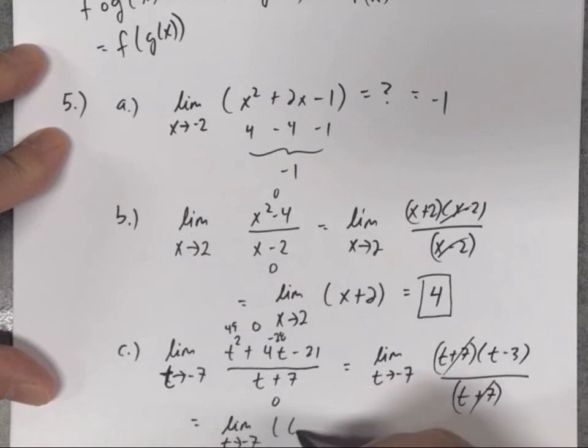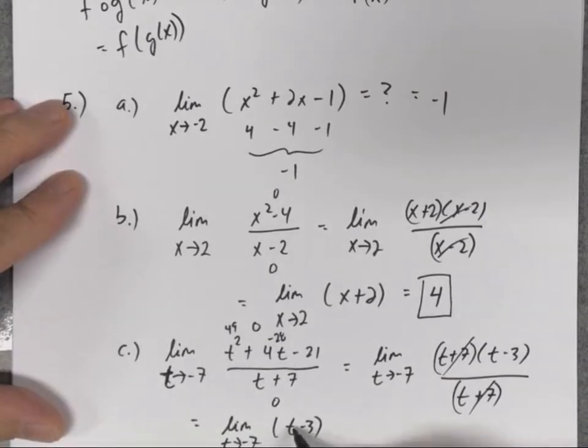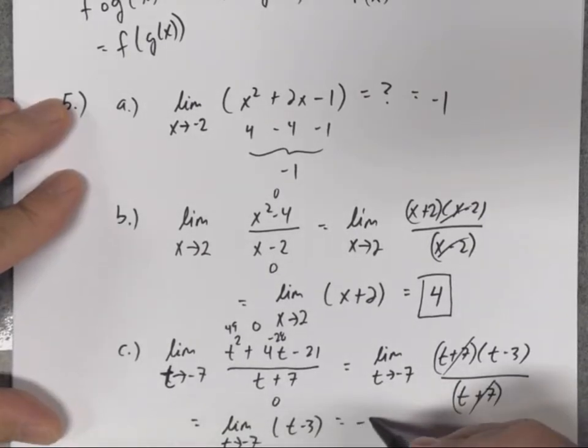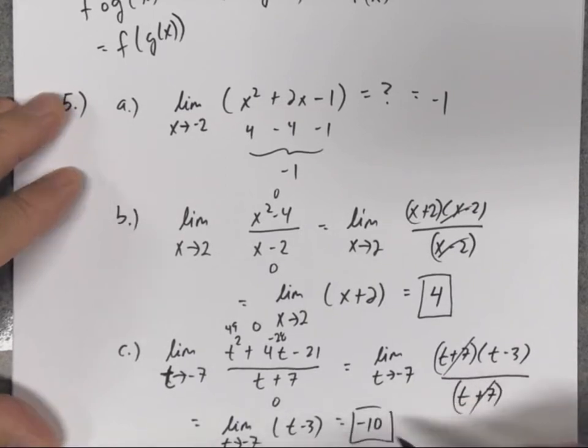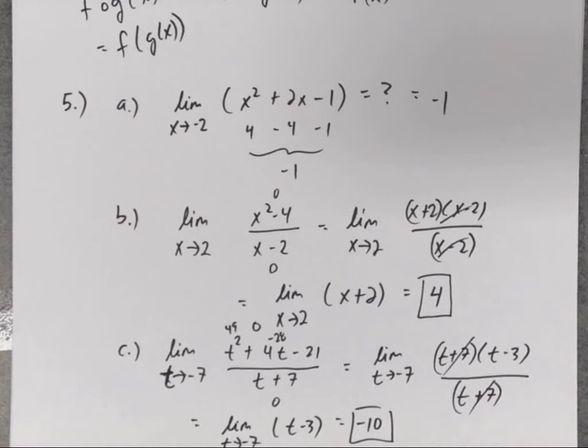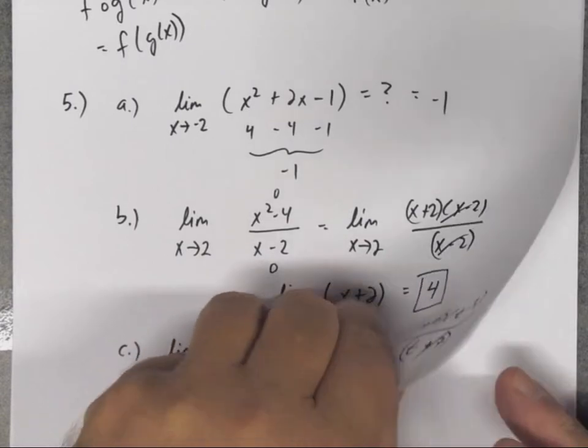And by the time I'm done with that, I just have the limit as t approaches negative 7 of t minus 3. If I plug the negative 7 in here, it looks like the limit is negative 10. All right. So there were a couple of limit problems.